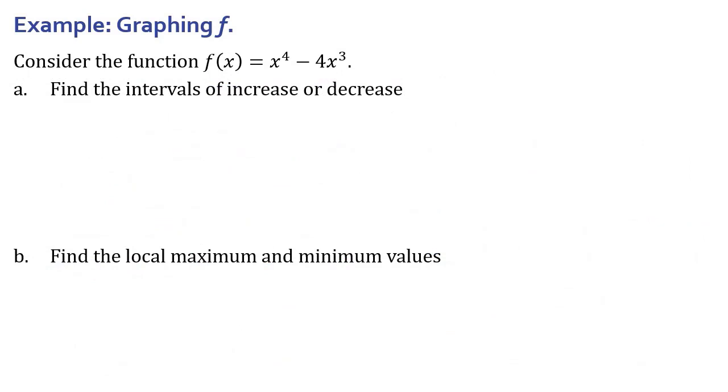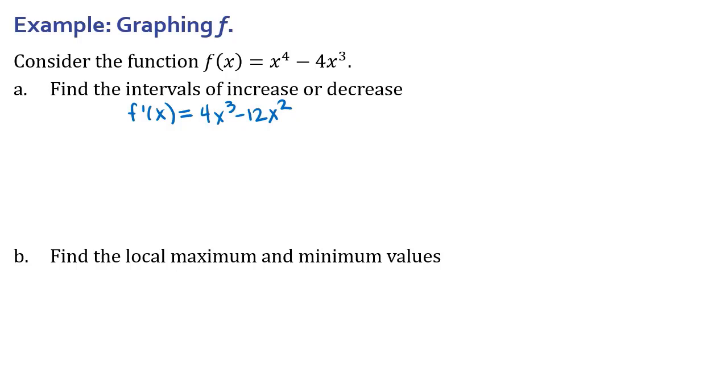All right, so let's pull this all together by looking at this function, f of x equals x to the 4th minus 4x cubed. First, find the intervals where this function is increasing or decreasing. We know it's going to be increasing where the first derivative is positive and decreasing where the first derivative is negative. So first things first, let's find that first derivative. The first derivative is 4x cubed minus 12x squared.